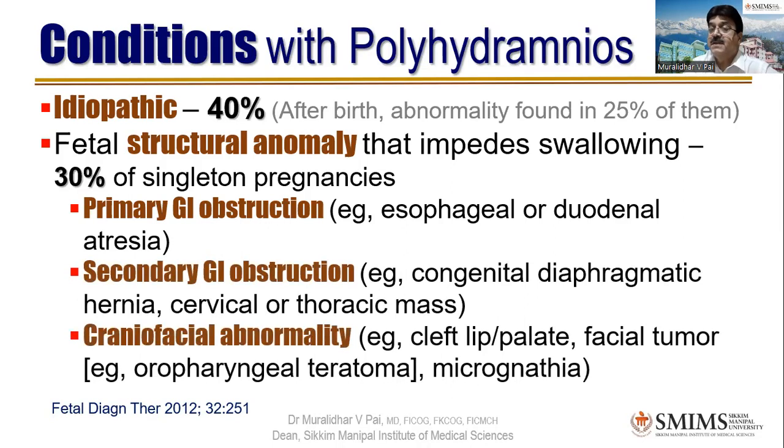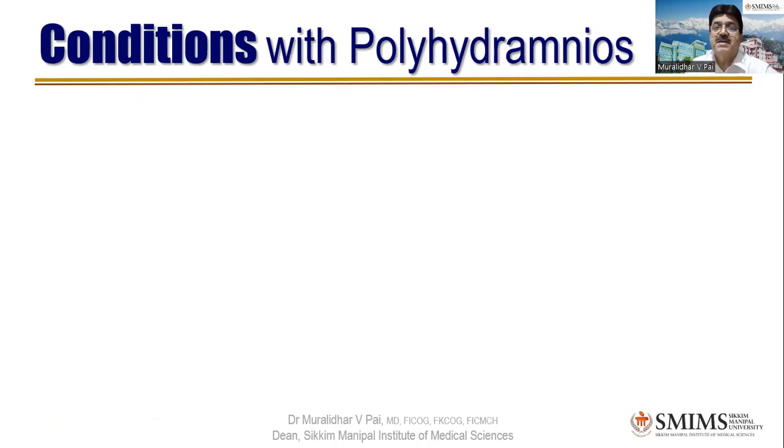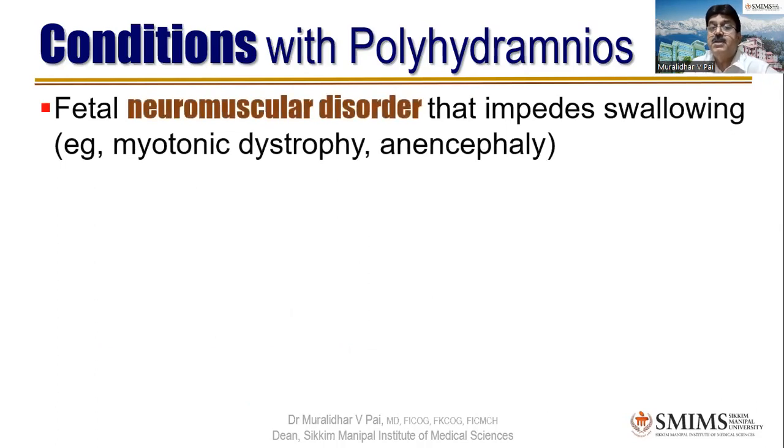Craniofacial abnormalities, for example, cleft lip palate, facial tumors, oropharyngeal teratoma is the classical example, and micrognathia. These are the ones which will not allow the baby to swallow properly. So 30% of the problem. So idiopathic is 30% and structural anomaly 30%. Rest of it may be 30%. That is fetal neuromuscular disorders that impede swallowing. For example, myotonic dystrophy, anencephaly.